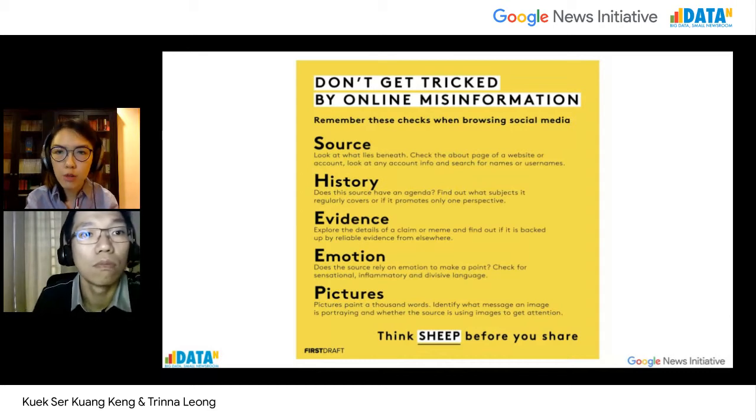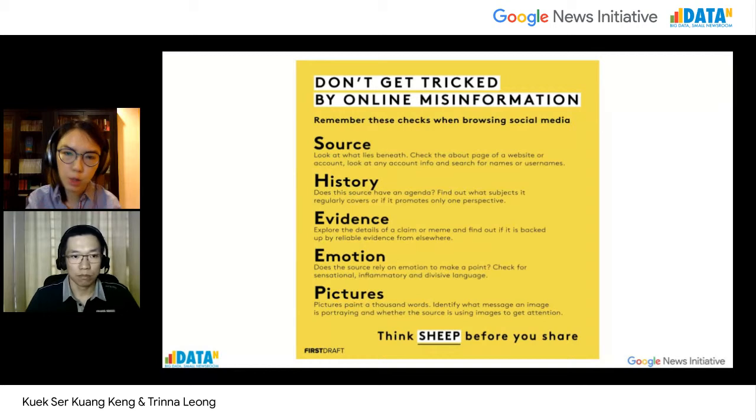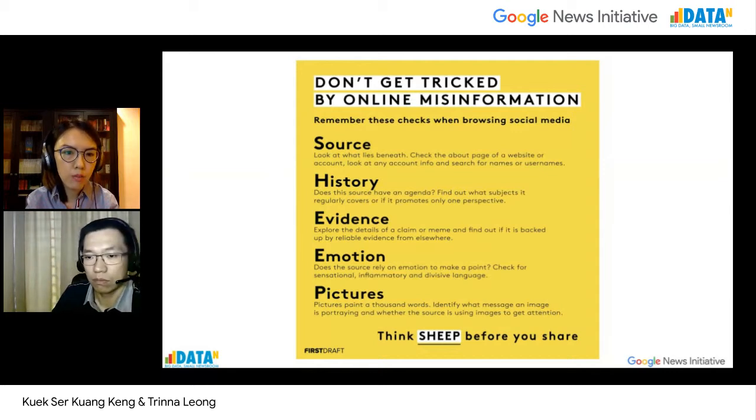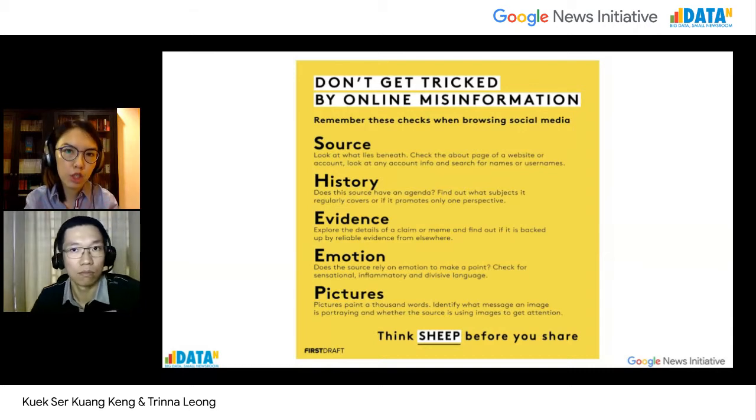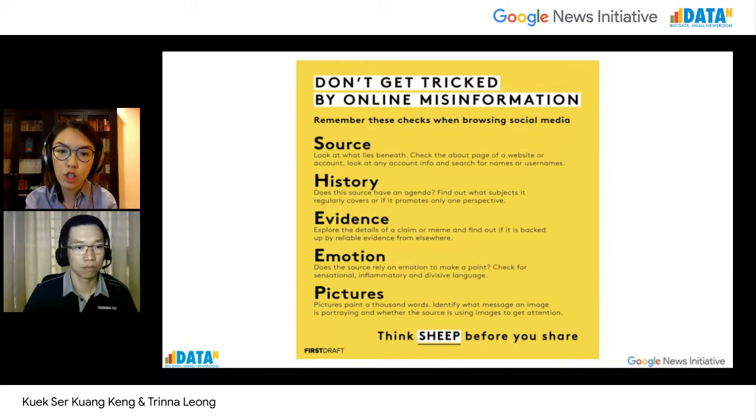Emotion. So this is very, very common because most of the information that we receive would trigger our emotions in some way. And that's when we have to question and ask ourselves, right? If this is true or false. And lastly is pictures. So pictures convey a lot of things, but you could also read between the lines and understand that pictures could also be used to get attention, right? So think sheep before you share.